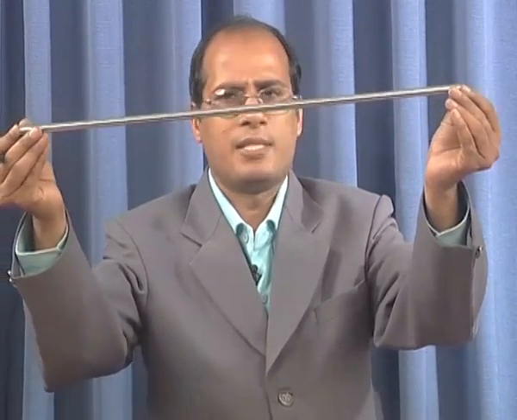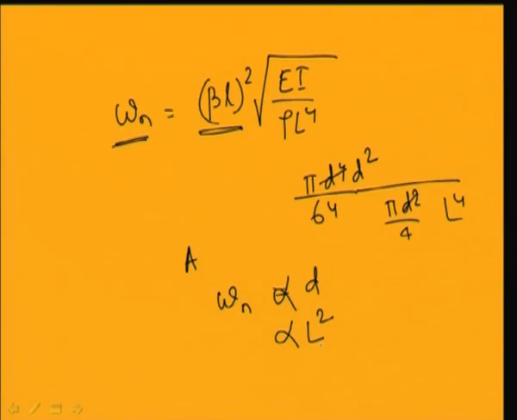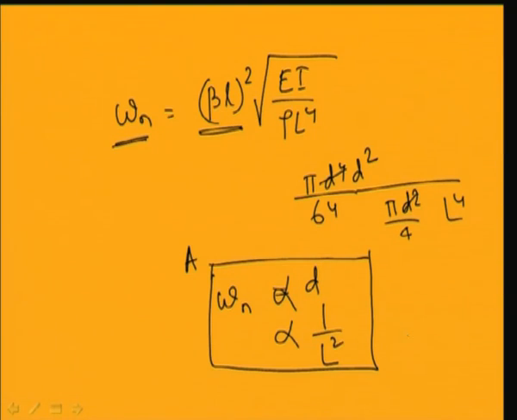And similarly, if you change the length of the shaft, this is a shaft with less length than the other shaft. In that case ωn is inversely proportional to L², so if you increase the length of the shaft, the natural frequency decreases. So for a long shaft, you will have a critical speed at a lower frequency, and for a shaft with less length, you will have a critical speed at a higher frequency. So in this way you can study the natural frequency of the shaft.